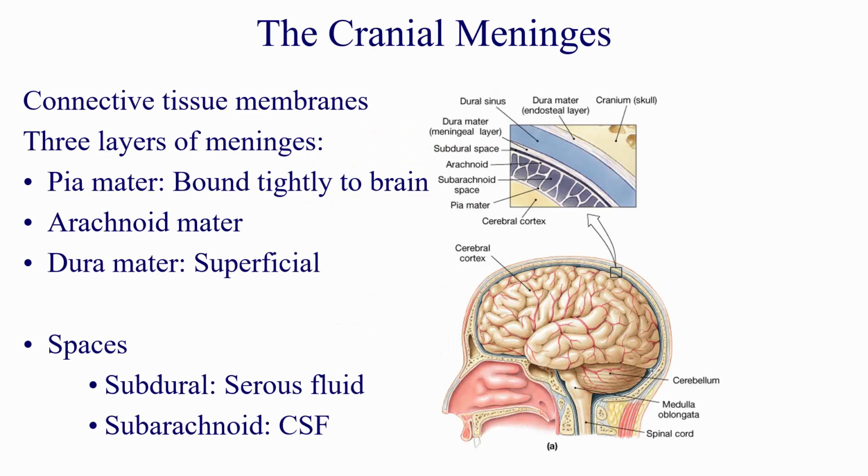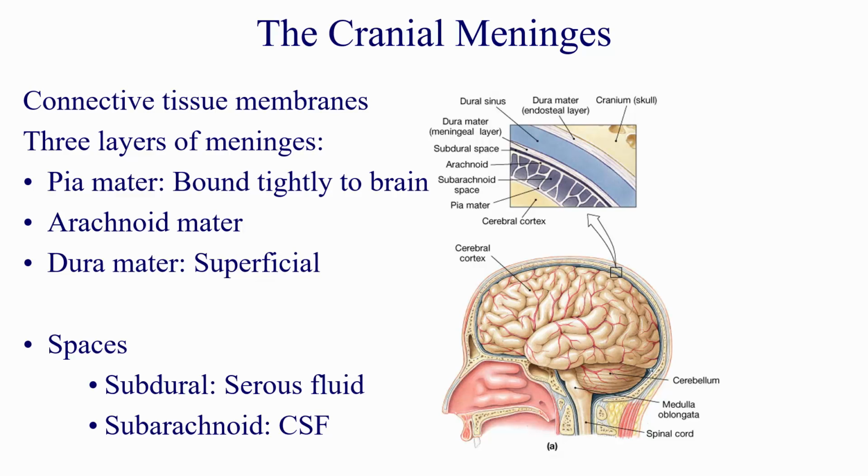And now looking at the cranial meninges. Now meninges, they may not sound familiar, but what do we call the inflammation of the meninges? Meningitis. So you might have heard of meningitis. Well, the meninges cover the brain. They're the connective tissue membranes that help to protect the brain.